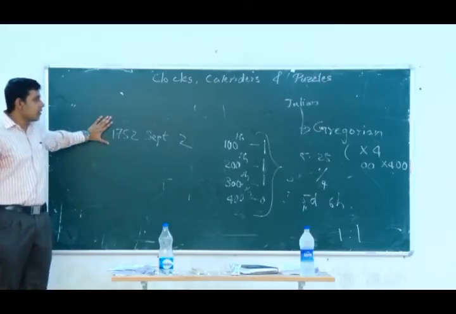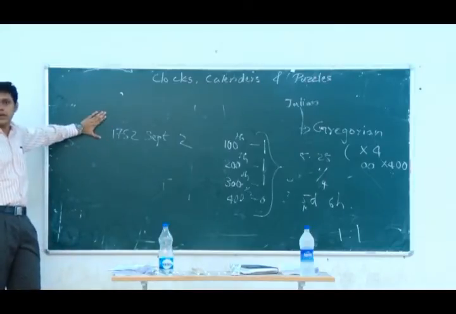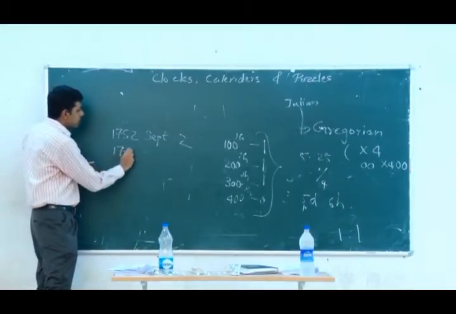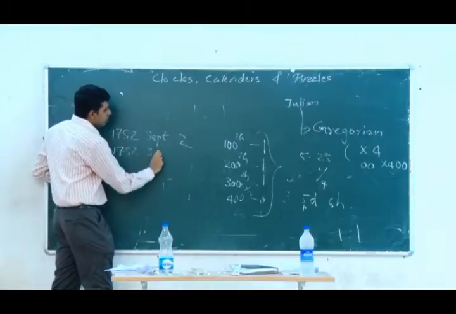This was the last day of the Julian calendar. This was celebrated as the last day of the Julian calendar. And they celebrated the next day as 1752 September 14.